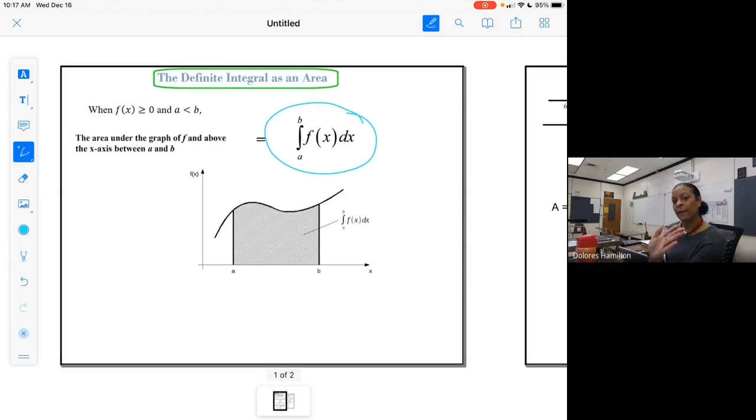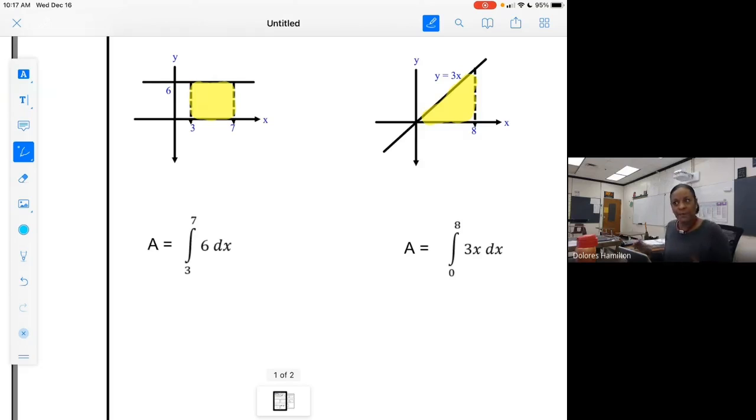So let's see if we can put this into practice. We start small, folks, and then we kind of work our way up. So you'll notice here, the first question is saying, let's evaluate that definite integral from 3 to 7 of this function 6.